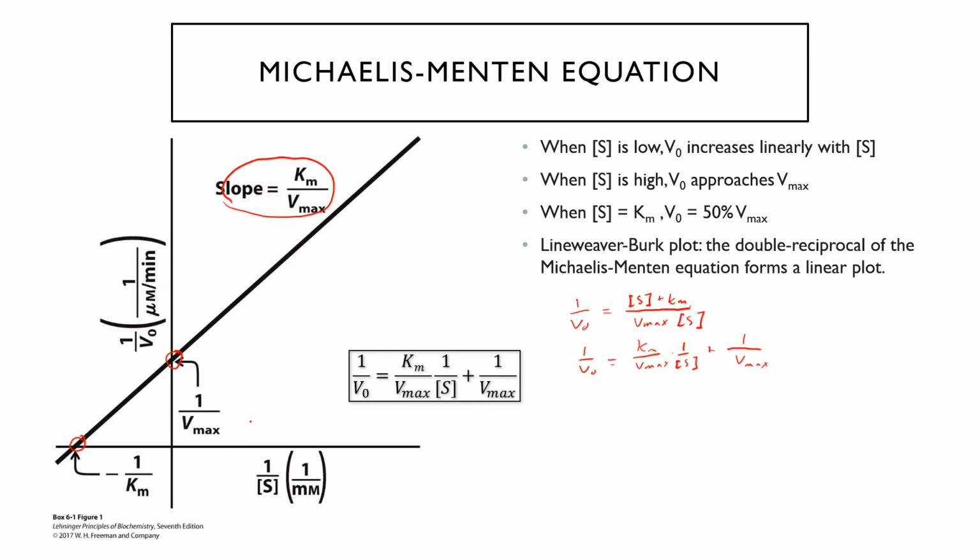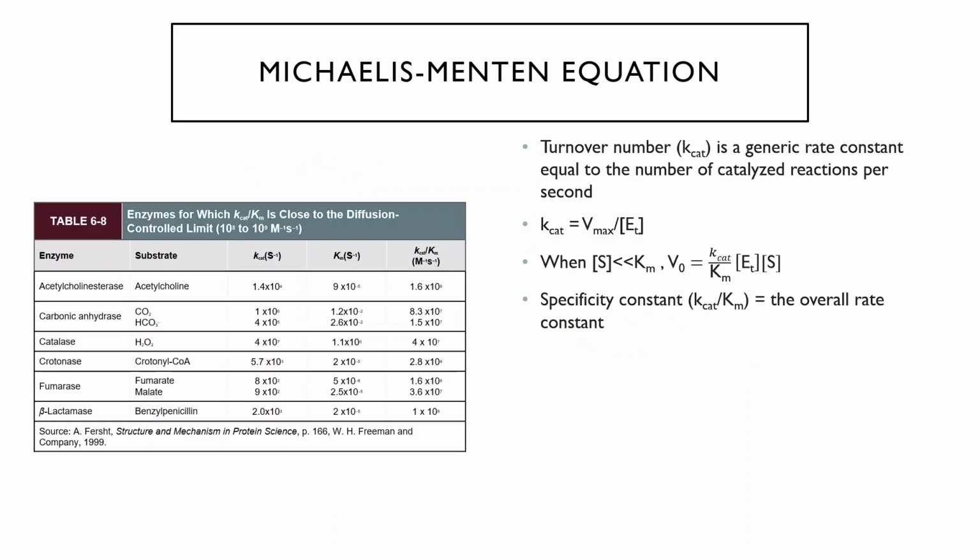So the Lineweaver-Burk plot is just a convenient way of getting to those parameters. Sometimes it's also called the double reciprocal plot, because you're taking the inverse of both of those values. And we'll see examples of the Lineweaver-Burk plot more in a minute.